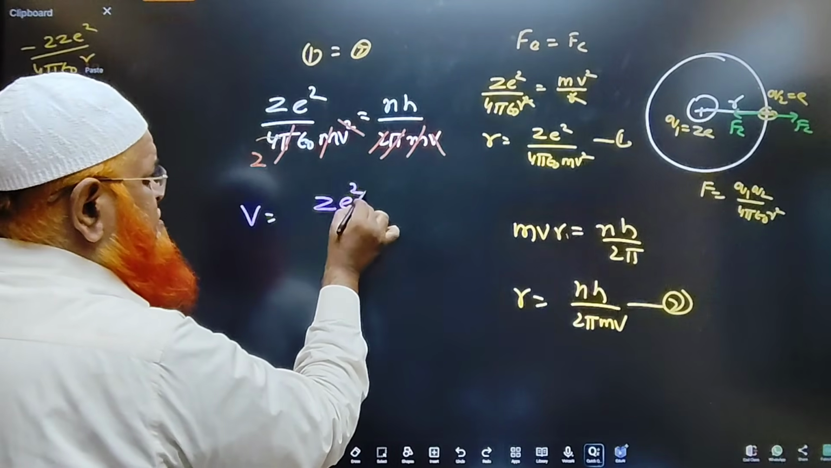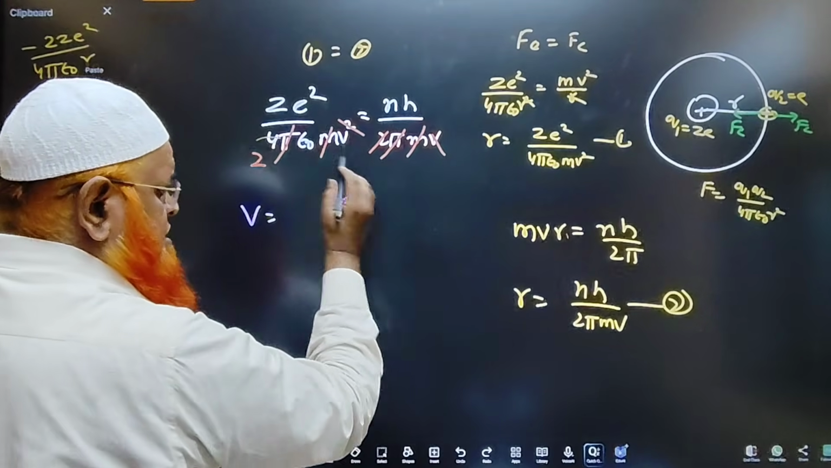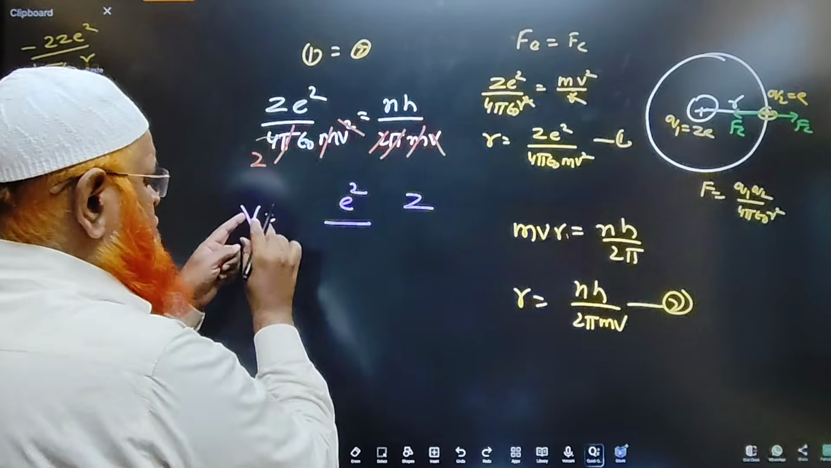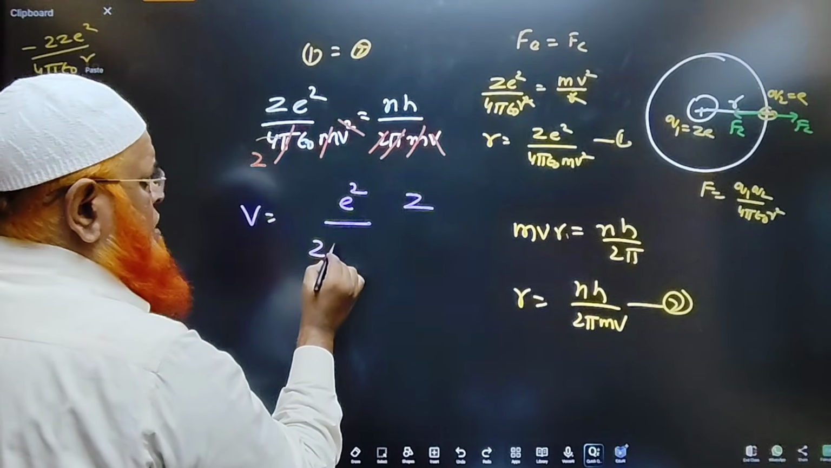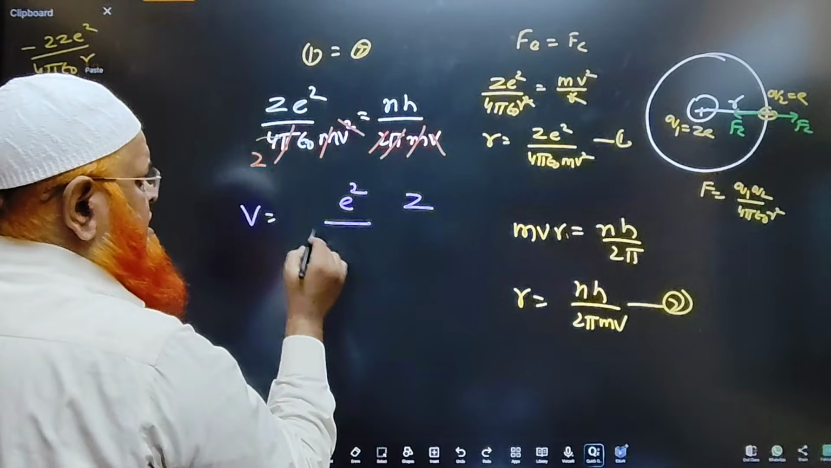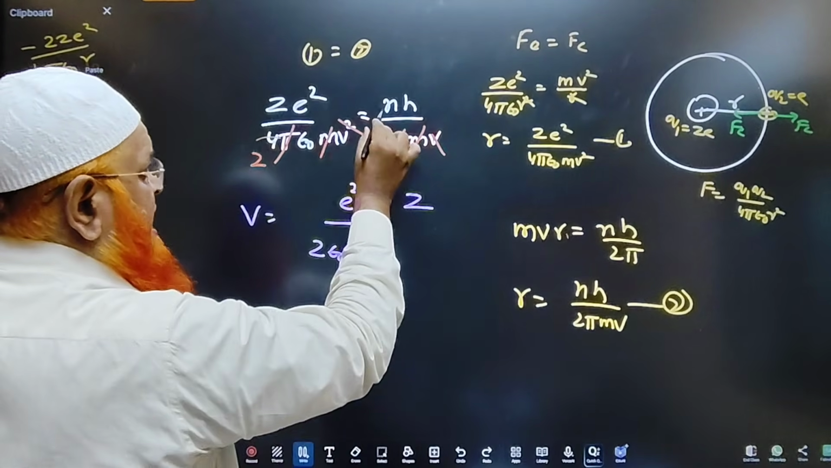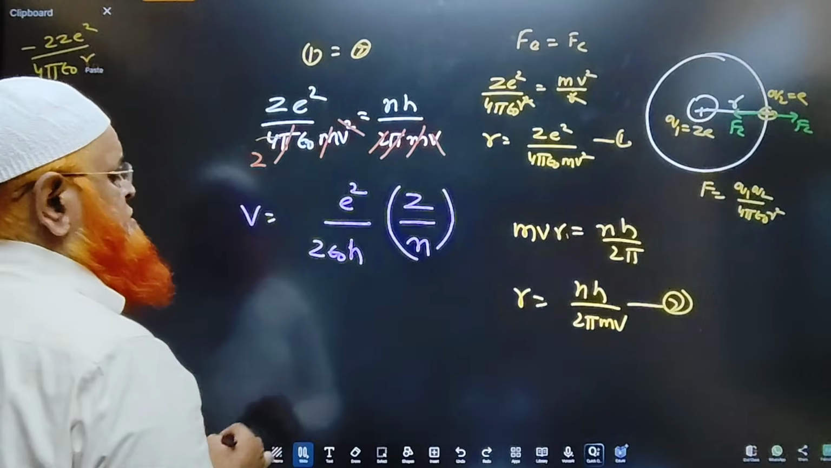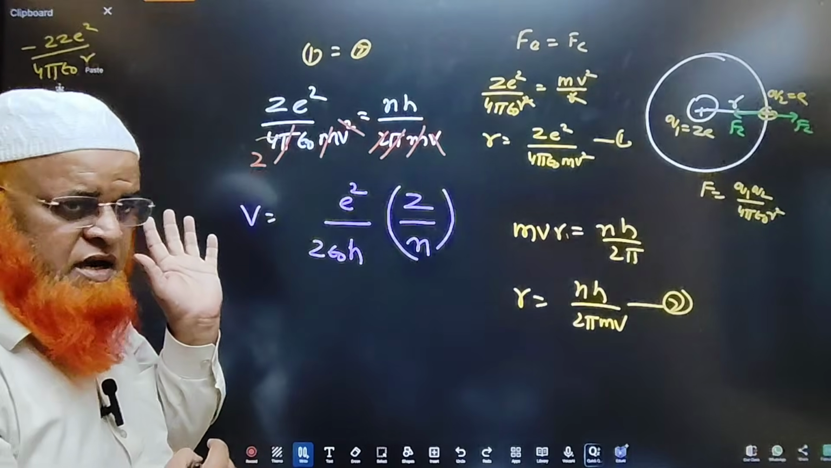Ze square. There is nothing below it to move across, so Z and e go to the other side. So write Z like this. So e square in the numerator. So v I have taken upwards. So here what is left now? 2 is left here. Epsilon is left here. h is left here. And n is coming downwards. I will write n here. So Z by n. So we got the velocity formula as e square by 2 epsilon naught into h.